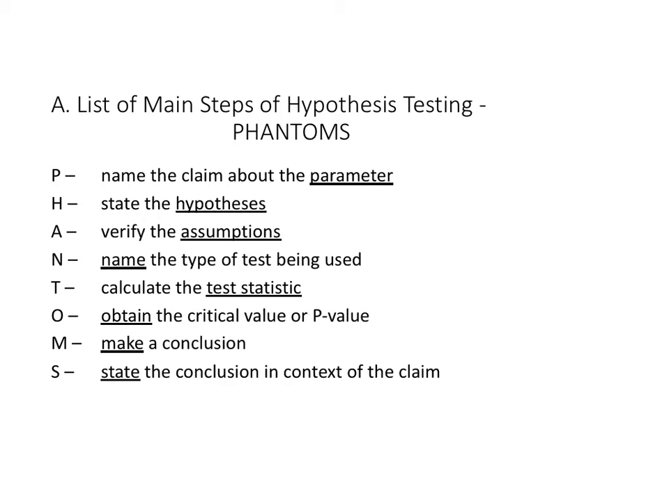The P is naming the claim about the parameter. What are we trying to discover, learn about? Then we're going to state the hypotheses. What is the claim? What do we think is going on? We're going to verify the assumptions. Those are the requirements. Remember how we checked requirements when we did a confidence interval? For example, is it a simple random sample? For a proportion, did it meet the bins requirements? That kind of stuff. Then we're going to have to name the test.